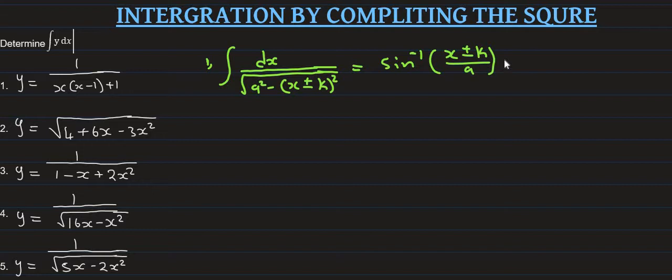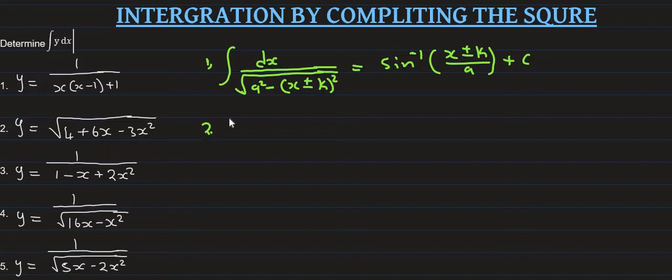So if you complete the square on another problem and get 1 over the square root of a squared minus (x plus or minus k) squared, then you use the sine inverse formula.